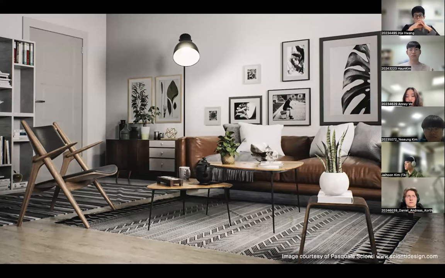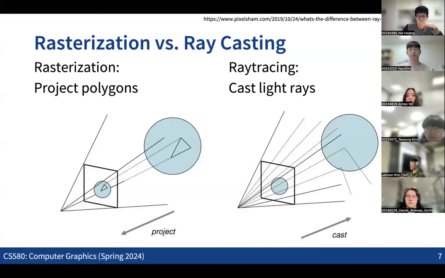So the focus of this course is how we can achieve these kinds of rendering outputs by changing the rendering pipeline. That's what we are going to discuss in this course. What we discussed previously is the rasterization pipeline, while what we are going to discuss today is more about ray casting and also ray tracing.